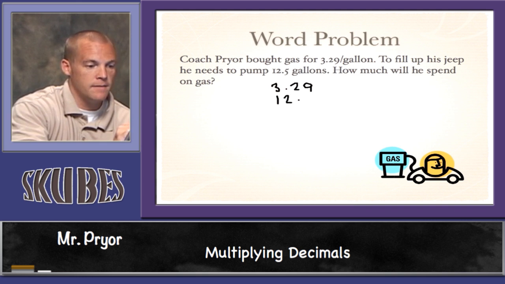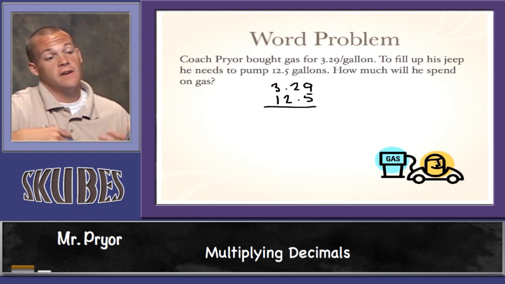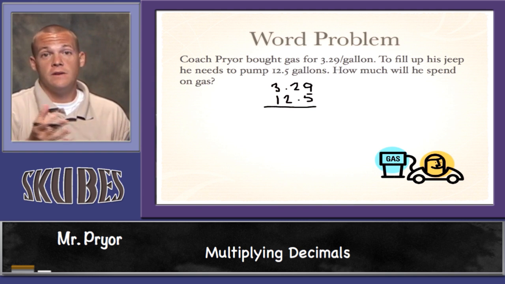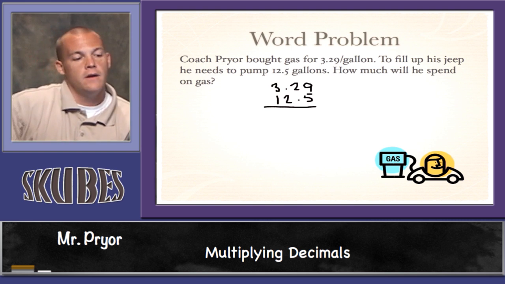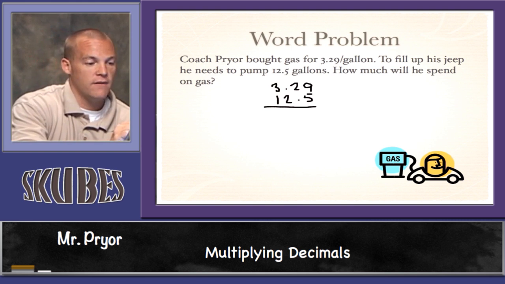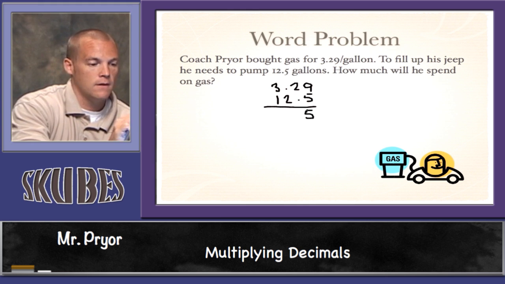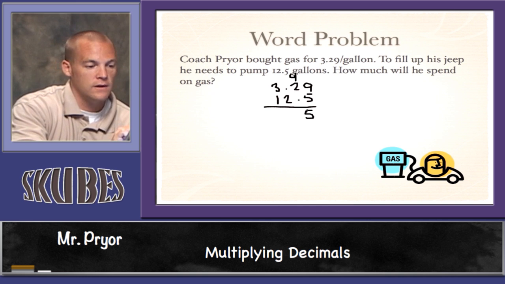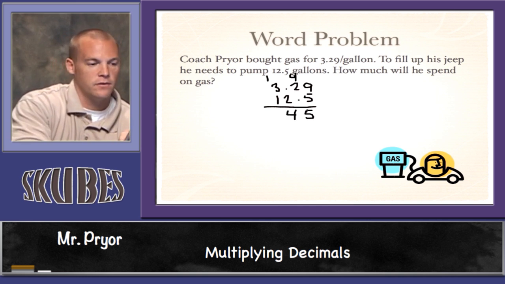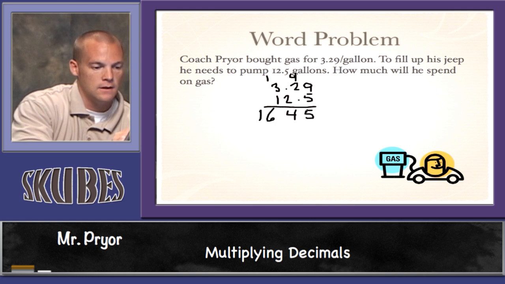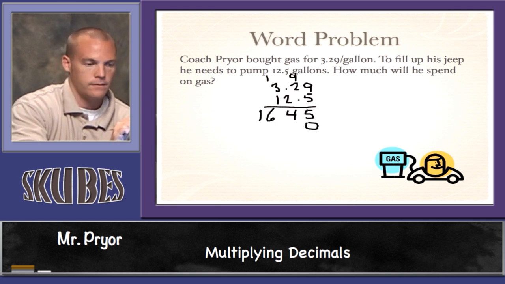And again, notice I'm not worried about lining up my decimals here. Just go ahead and technically, because they both are 3-digit numbers, you can put either one of them on top. It really doesn't matter. So we're going to go ahead and now multiply. 5 times 9 is 45. Carry the 4. 5 times 2 is 10, plus 4 is 14. Carry the 1. 5 times 3 is 15, plus 1 is 16. Hold the place with a 0.